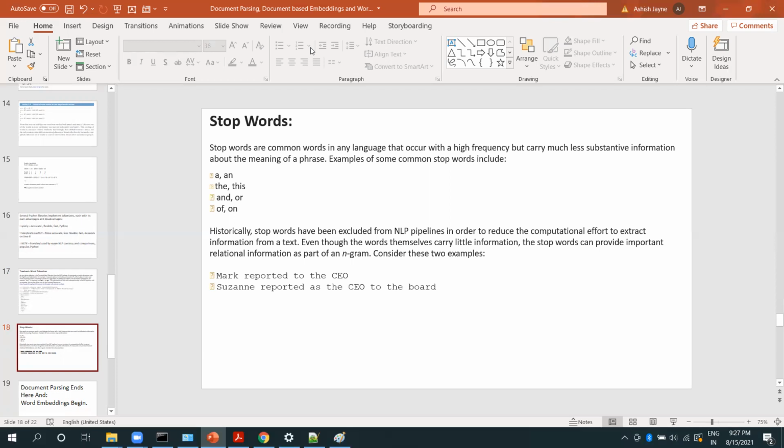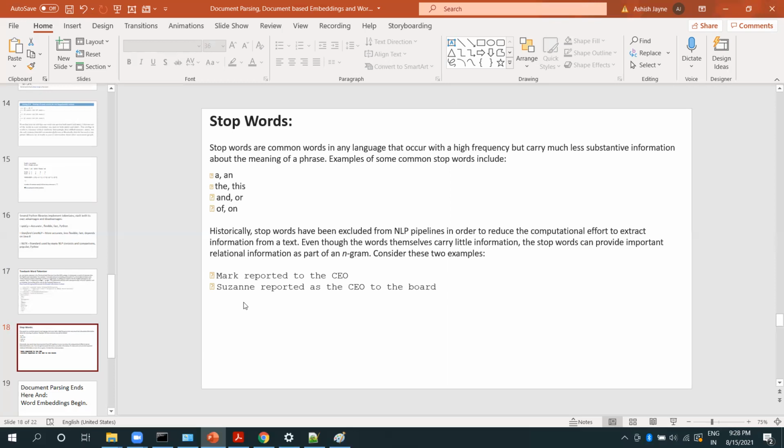So at times stop words removal is not a good idea, because these stop words help us figure out the relationship between the words, what relationship is present between two words, such as in the example shown over here: Mark reported to the CEO and Susan reported as a CEO. Just a change of a single word, of to as, both of which are stop words.